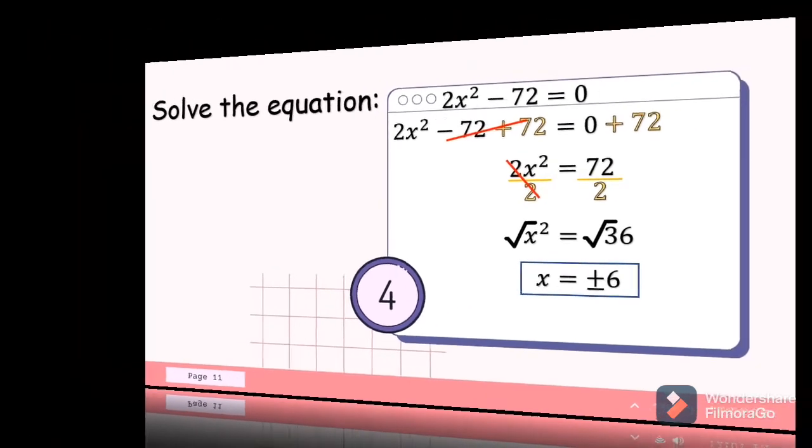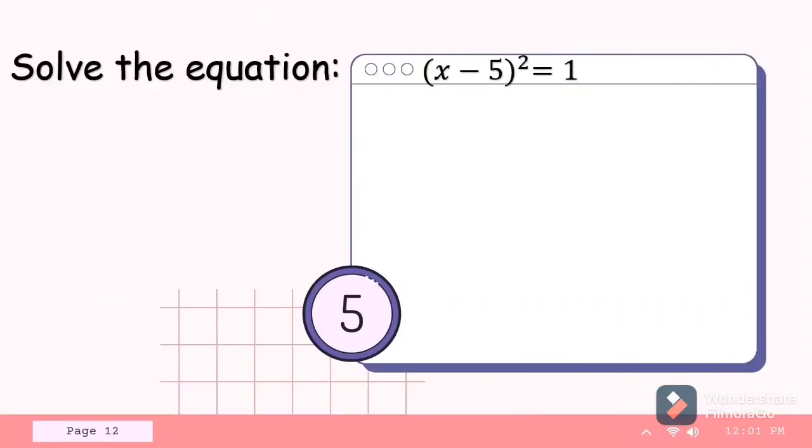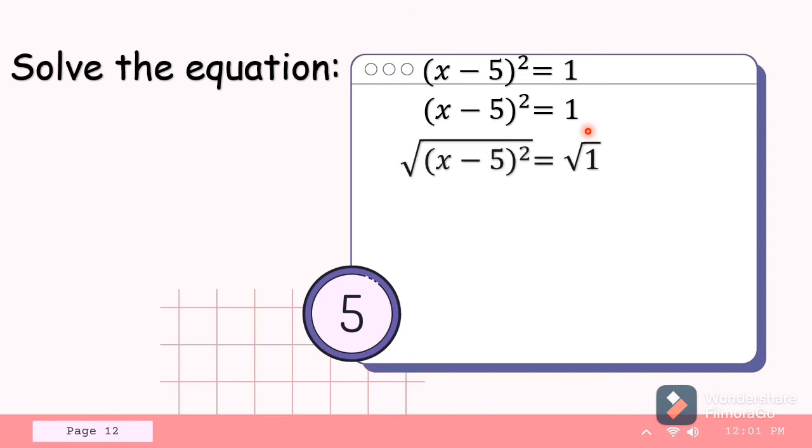Number 5, we have x minus 5 squared is equal to 1. Okay? Dito pa lang sa equation na to, pwede na nating i-apply ang square root property. So, square root of x minus 5 squared is equal to x minus 5. On the other side, square root of 1, that will be positive and negative 1.